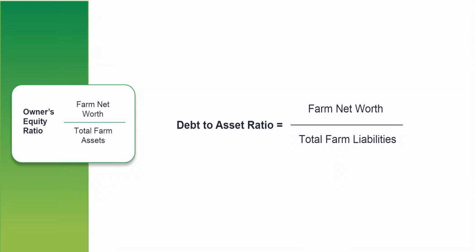The sum of your owner's equity and your debt to asset ratio should equal 100%.